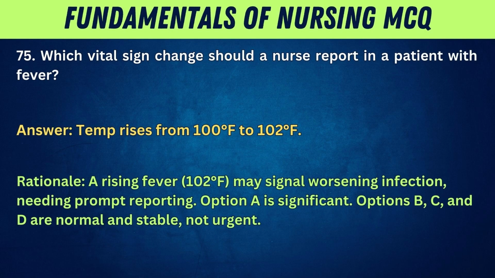Answer: temp rises from 100 degrees Fahrenheit to 102 degrees Fahrenheit. Rationale: a rising fever, 102 degrees Fahrenheit, may signal worsening infection, needing prompt reporting. Option A is significant. Options B, C, and D are normal and stable, not urgent.